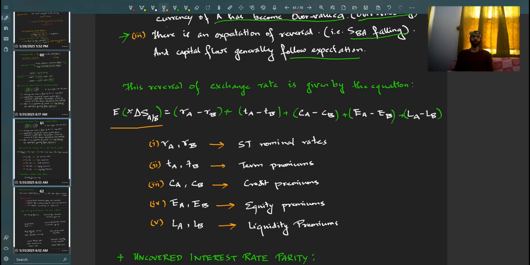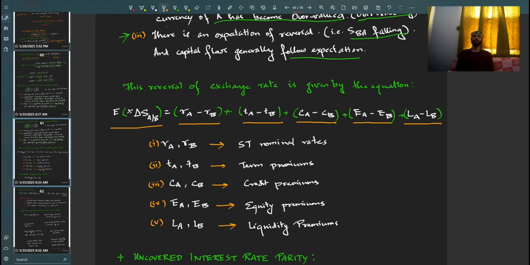First is the differential between the nominal short term rates, which is RA minus RB. Then there is a differential between the term premiums between A and B, which is small tA minus small tB. Then there is the credit premium difference, that is the differential between the credit premium offered by country A with respect to the credit premium offered by country B, plus equity premium offered by A minus equity premium offered by country B. Then the last portion, which is the liquidity premium offered by country A with respect to country B. These are the 5 portions of the equation.